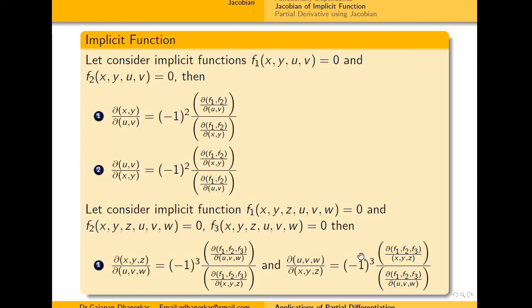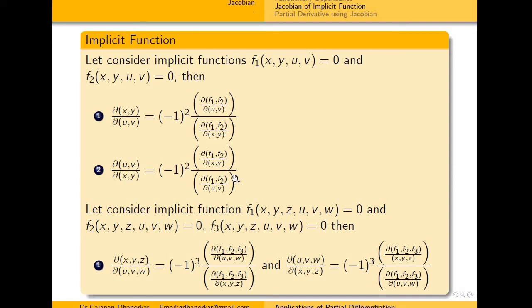Here we are solving Jacobians by taking implicit functions f1 f2 f3. We are inserting implicit functions, and by using these implicit functions we will find values of Jacobian. Means to find this type of Jacobian we have to solve the numerator as well as the denominator. The numerator is 1 Jacobian, the denominator is 1 Jacobian, and solving these we will get the value of our required Jacobian. To write the formula for 2 by 2 we have to write minus 1 raised to power 2. For 3 by 2 we have to write minus 1 raised to 3. If n functions are there, then we develop the same theory by taking minus 1 raised to power n.